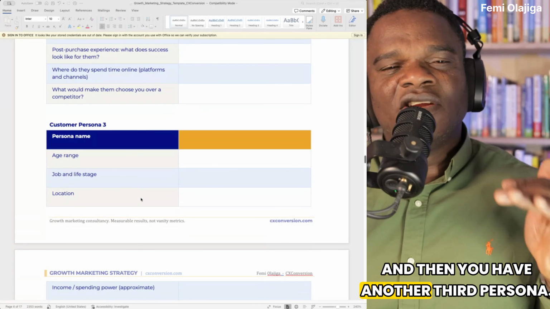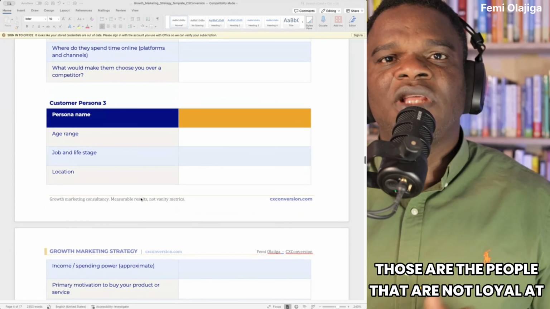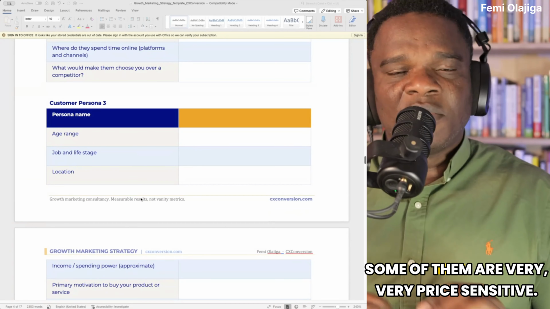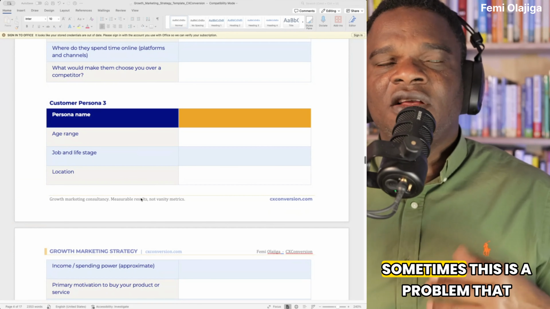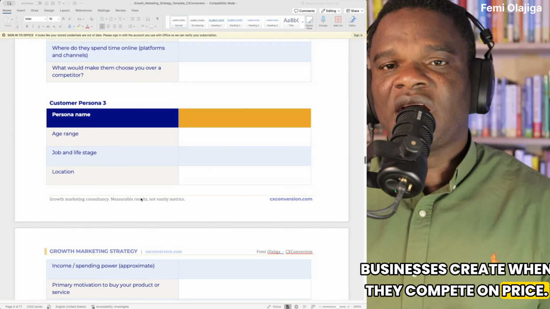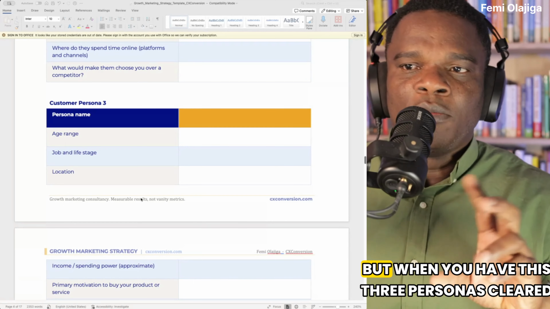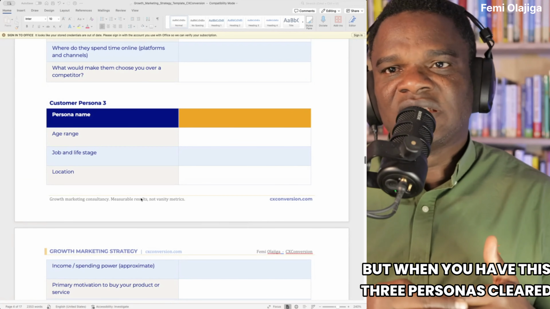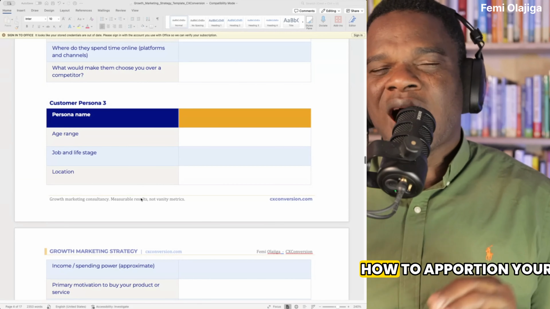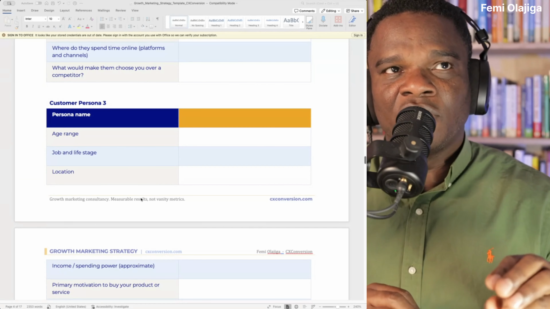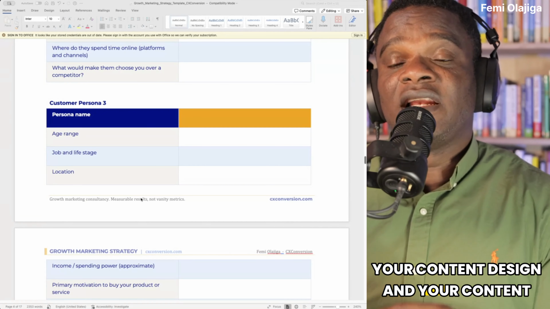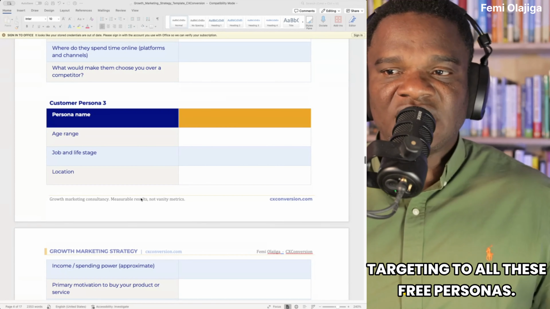And then you have a third persona. Those are the people that are not loyal at all. They would buy from you, and buy from your competitors. Some of them are very, very price sensitive. Sometimes this is a problem that businesses create when they compete on price. I'm going to talk about that later on. But when you have these three personas cleared out and documented, then you're able to know how to apportion your marketing budget. You know how to apportion your content design and your content targeting to all these three personas.